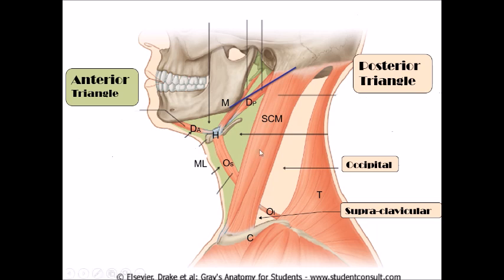So anteriorly we have the sternocleidomastoid here, posteriorly we have the trapezius, and inferiorly the base is formed by the inferior belly of the omohyoid. So what are the contents?